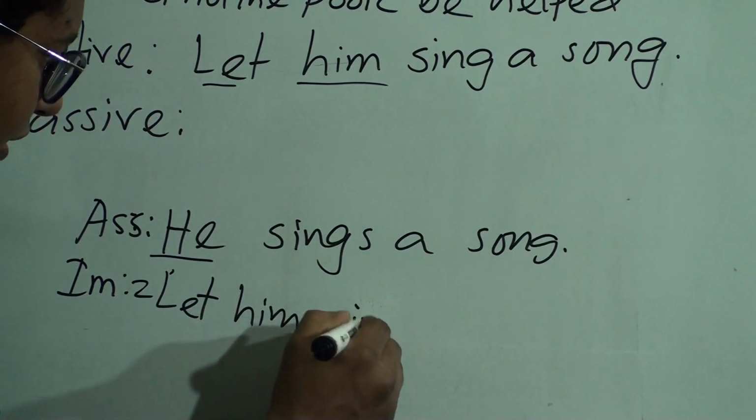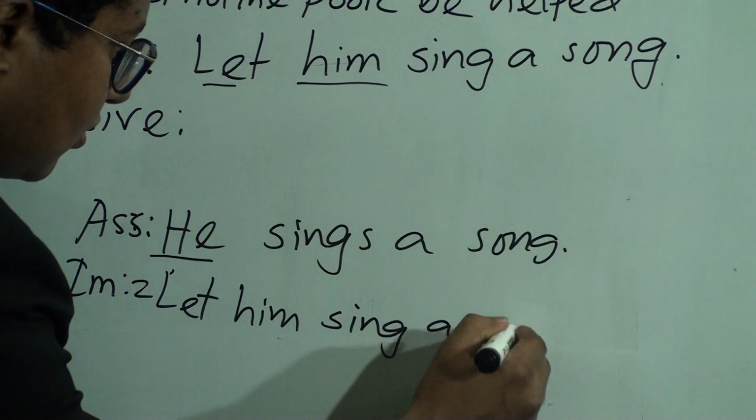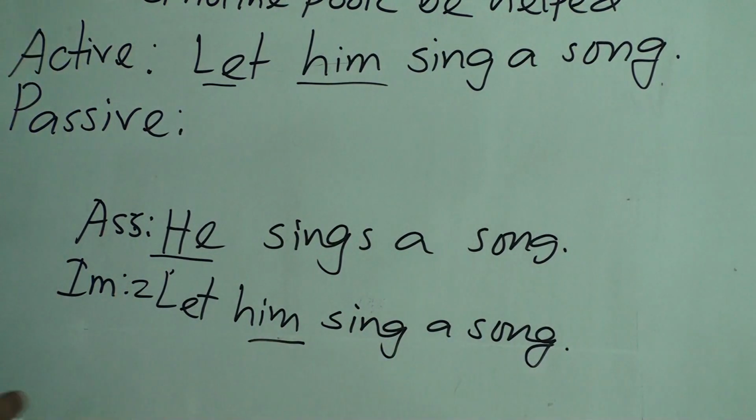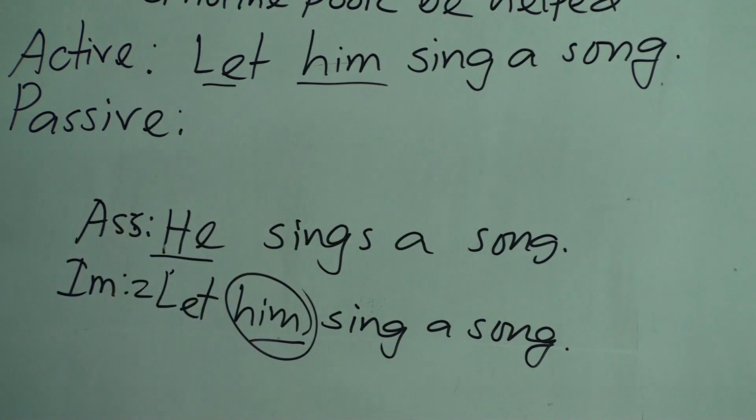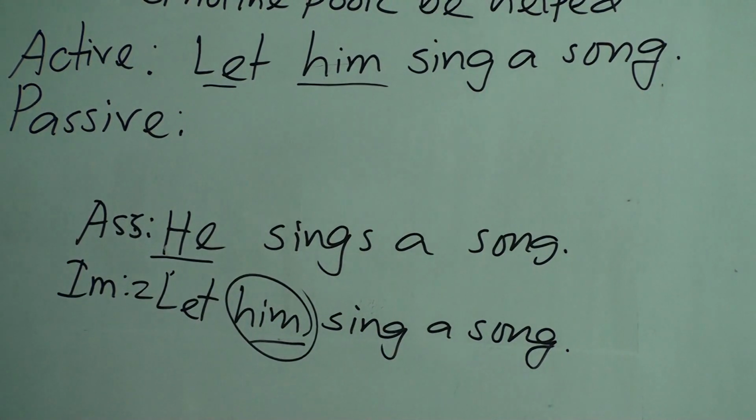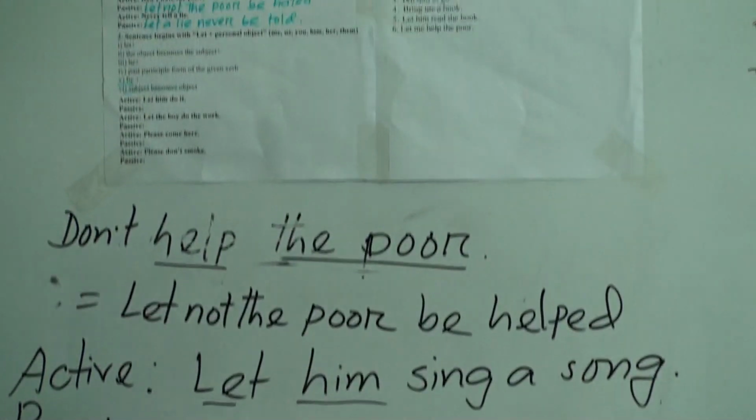He will be him. Let him sing a song. So in this sentence, him is not the object. Him is the subject of the assertive sentence. I hope you have understood. So let's go again. Let's solve it.